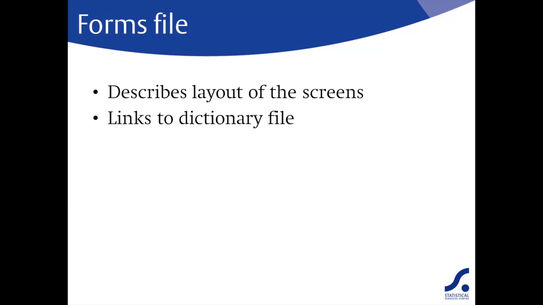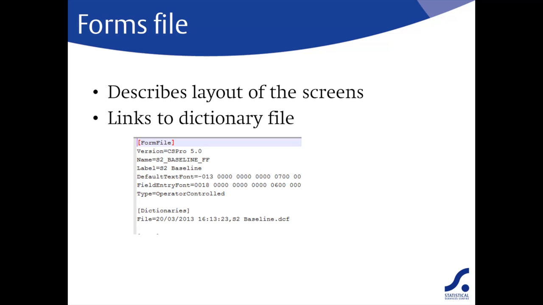The forms file includes a link to the dictionary file. In the extract shown here, the dictionary file being used is called S2 baseline.dcf. From the previous session, you will remember that the dictionary file has the extension .dcf. The form file itself has the extension .fmf. In a later session, we will talk about the different files that CSPro produces.